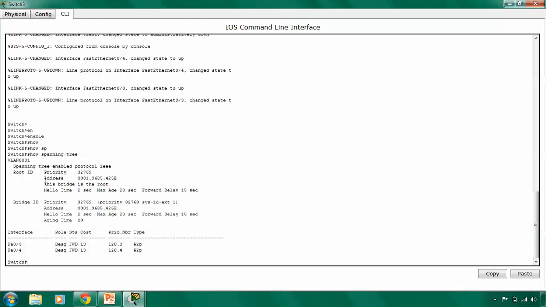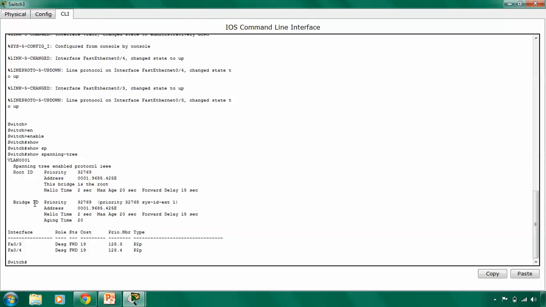As you can see, this switch has a root ID, which is the MAC address of the switch as indicated here. So the root ID is its own MAC address, which means that this switch itself is the root bridge. How did it elect itself as the root bridge? Probably this switch's bridge ID is the least when compared to all the other switches in the network. So let's verify that once we go out of this.